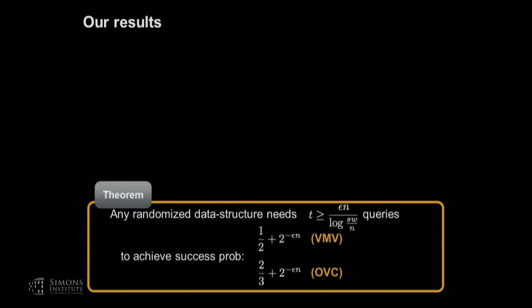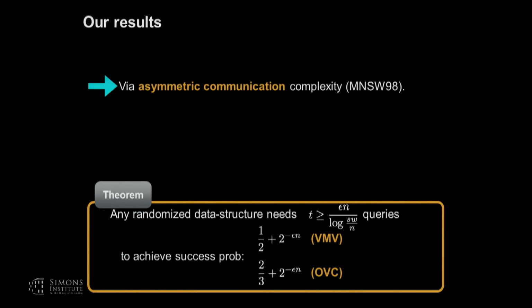So again, these are our results. So how do we prove this? As I said, we prove it via a very general technique called lifting theorems, and the connection here is through communication complexity. There is a well-known connection that was initiated in the work of Miltersen et al. In the first paper, showing that there is a model that is independently interesting and also connects to data structures. So if you prove lower bounds on that asymmetric communication model, that implies lower bounds for data structures.